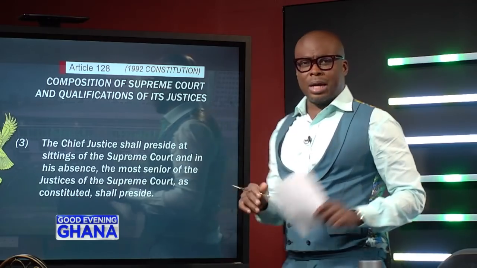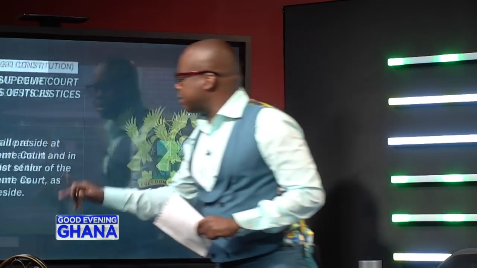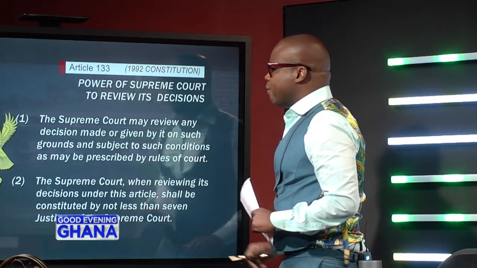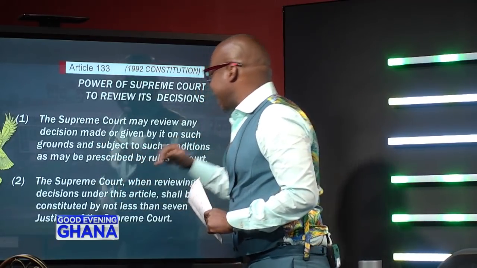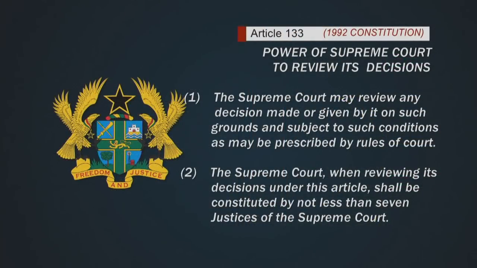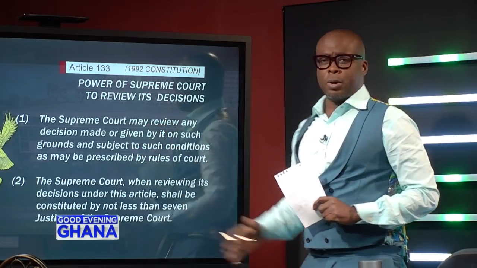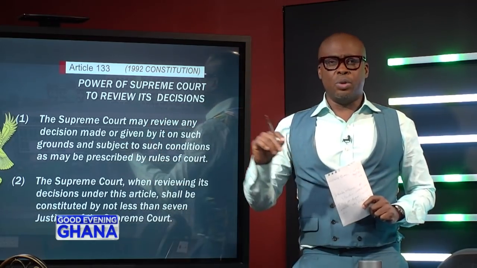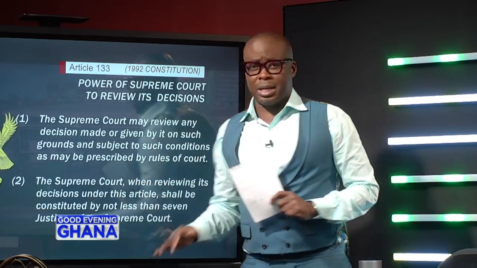Okay, so let's now look at the exception where the Supreme Court can sit with more than 5 justices. It is in Article 133 and is here. The Supreme Court may review any decision made or given by it on such grounds and subject to such conditions as may be prescribed by the rules of court. The Supreme Court, when reviewing its decisions under this article, shall be constituted by not less than 7 of the justices of the Supreme Court. So I think you get it clear now. It says that where the Supreme Court is sitting in its review jurisdiction, when they have already heard a matter and they are hearing the same matter again, the Supreme Court shall sit as 7 justices.